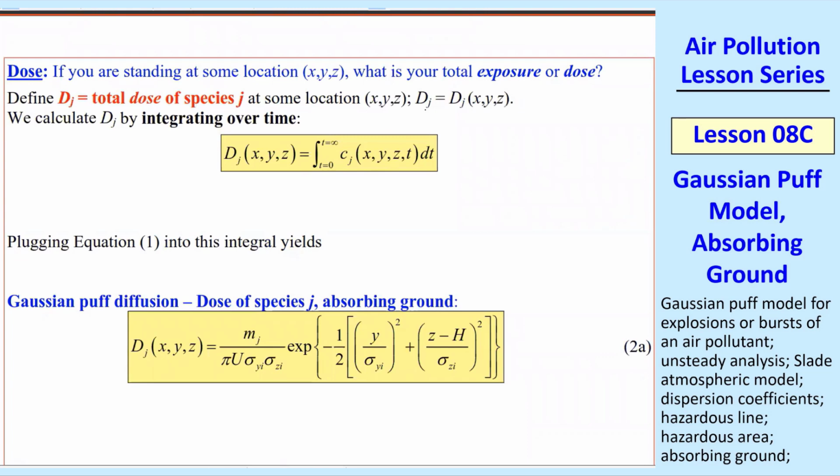All right, I mentioned dose. If you're standing at some location XYZ, what is your total exposure or dose? We define this DJ as the total dose of species J at some location XYZ. So DJ is a function of XYZ, and how do we get it? We integrate over time. We're going to integrate CJ dt, and notice that CJ itself is a function of X, Y, Z, and T now.